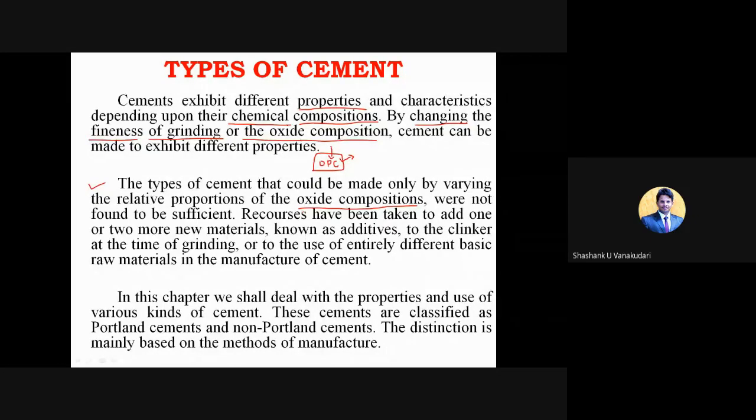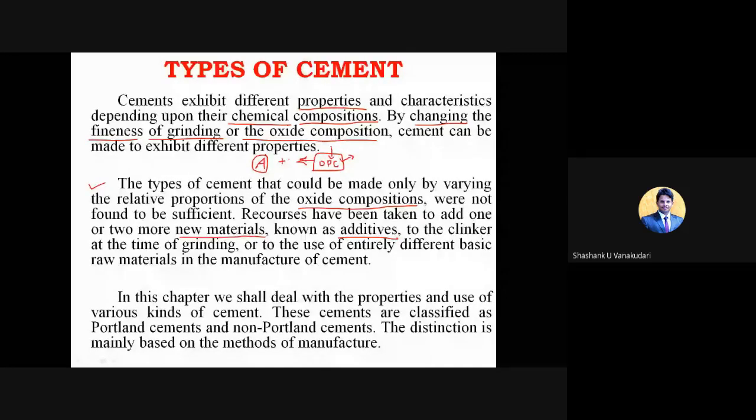So here, resources have been taken and one or more new materials are added. Whatever raw materials the OPC has, along with these ingredients, they are going to add one more additive, I mean the other ingredients, one or more new materials. So they are basically called additives. This process we can add in the clinker part. Once we get clinker from the rotary kiln, we are going to add these additives at the time of grinding, and along with this we can add gypsum also, right?